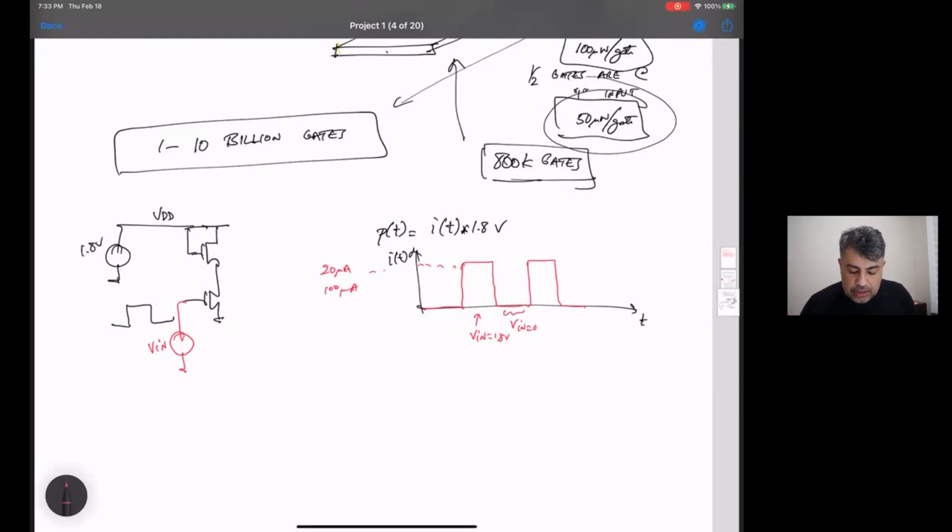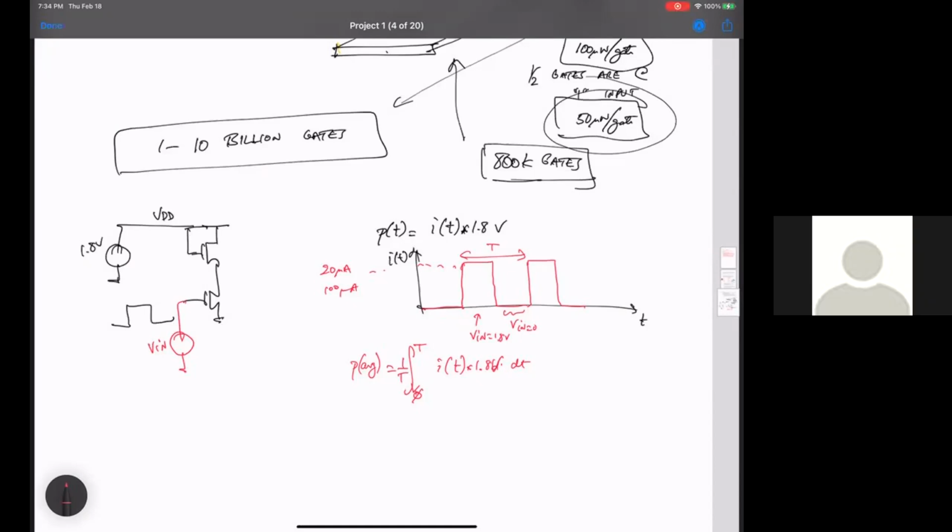What you really need is the average power, so P average is 1 over the period. This is the period, which includes a 0 and a 1. So 1 over that, and then you want to integrate from 0 to T, I of t times 1.8 volts dt. Long story short, you need the average power across one cycle of 0 and one cycle of 1.